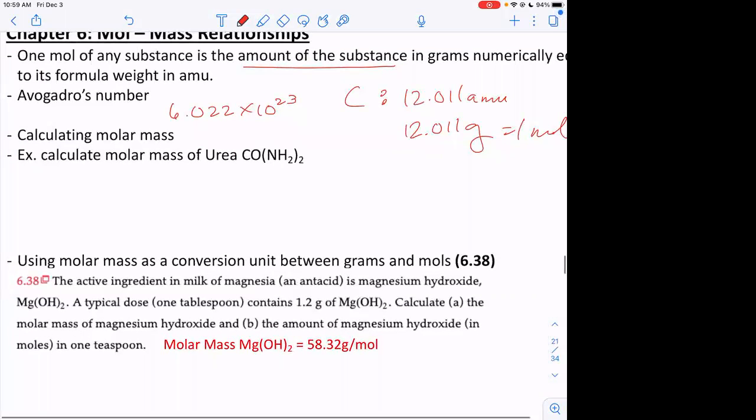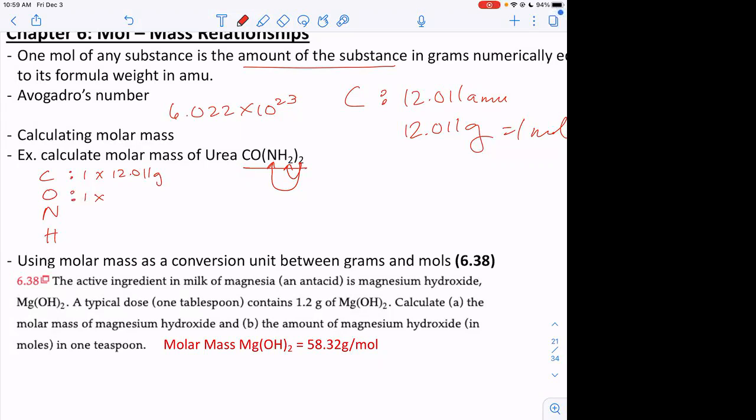Okay, calculating molar mass. So for example, with urea, the only reason I put this one up here is because sometimes things can be complicated when you have parentheses. So here you got to take inventory of all the things you have. You've got carbon, oxygen, nitrogen, and hydrogen. But you have to remember that this 2 multiplies everything in the parentheses by 2. So you do just have 1 carbon and you multiply that by its number on the periodic table. You just have 1 oxygen and you can always just multiply that by a flat 16.